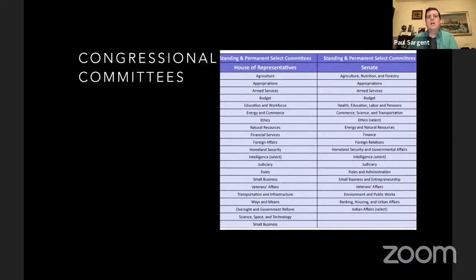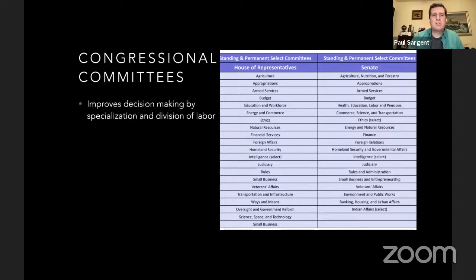Now, what you see here is permanent and standing and permanent select committees that exist in the House of Representatives and the Senate. And they're divided up by topics, so we have agriculture, we have education and the workforce, we have homeland security, those sorts of things on the House of Representatives side. The Senate committees are close, but they're not always exactly the same. So, rather than education and workforce, they have health, education, labor, and pensions, so there are some slight differences there.